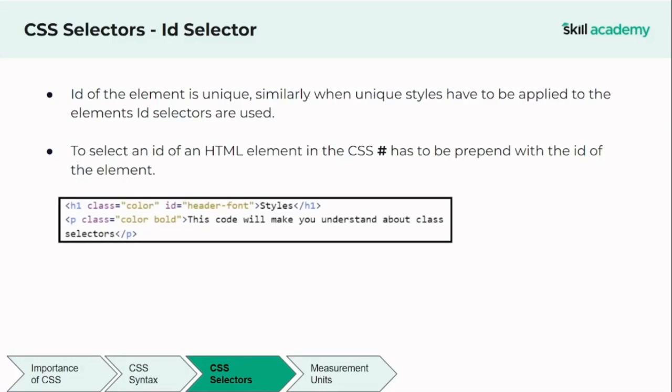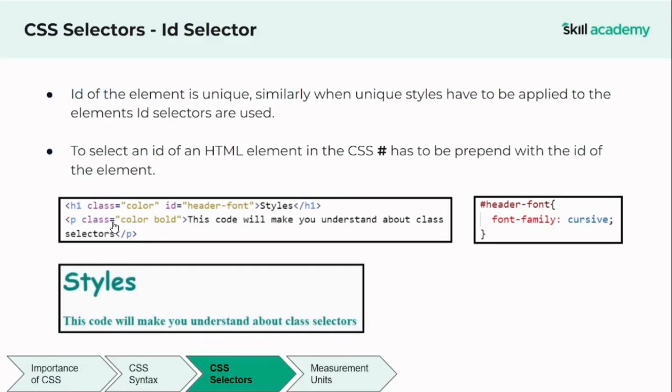Here, the H1 is the HTML element which has both a class and an ID. A separate style is applied for the class and a separate style can be applied for the ID also, where the class can be repeatedly used for multiple elements, but the same ID name cannot be used for multiple elements. So let us look into the style of the ID header font, which is prepended with the hashtag, and a unique style, font family cursive, is given only for this particular ID.